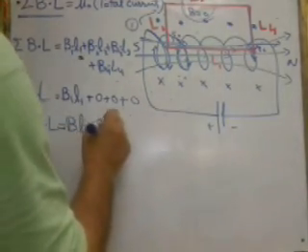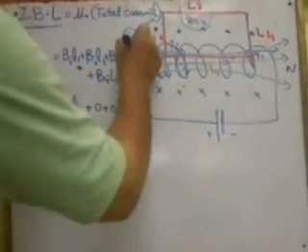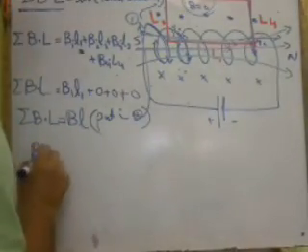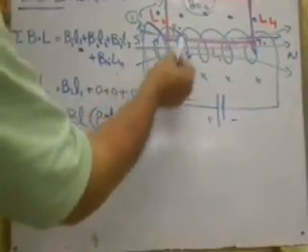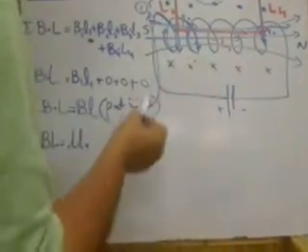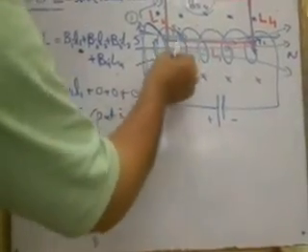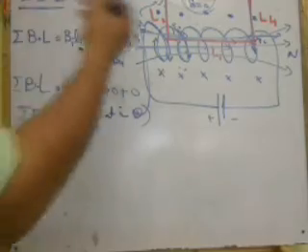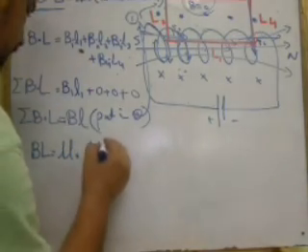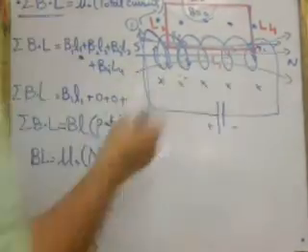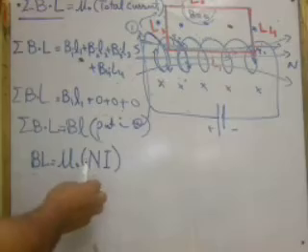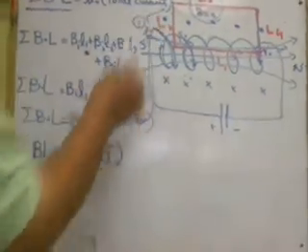So put it in equation 1. We can write BL is equal to mu naught times the total current enclosed. As this is a solenoid, it must have N number of turns, N number of loops, so N loops multiplied by the current. So we can write N I as the total current of the solenoid. Because current I is flowing through each loop, and the total number of loops is N, we can write the total current enclosed as N I.